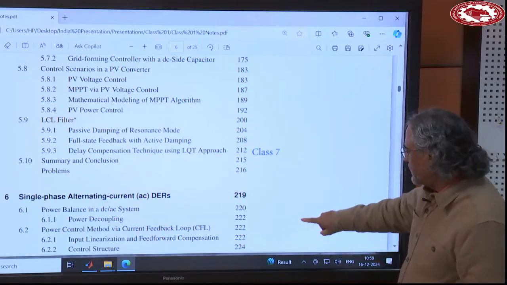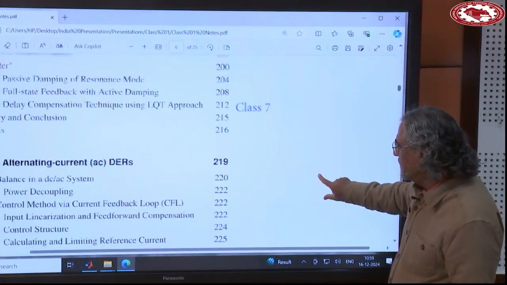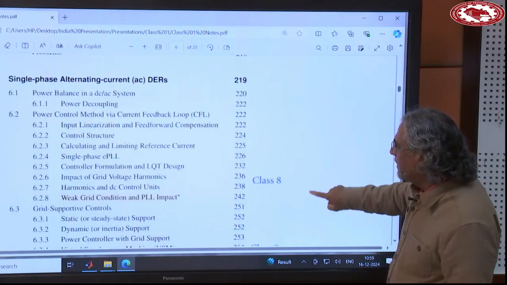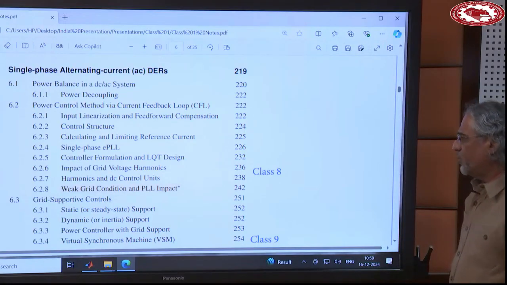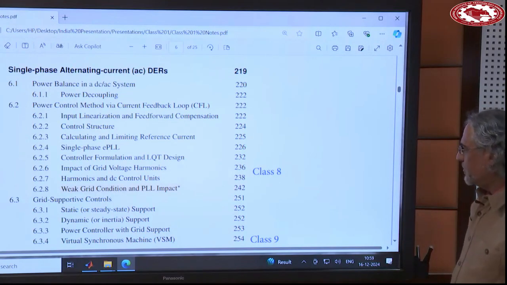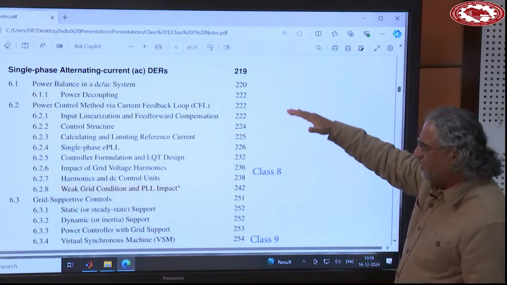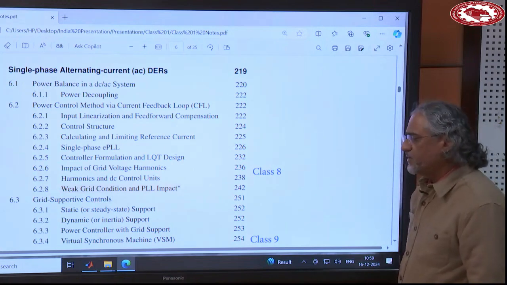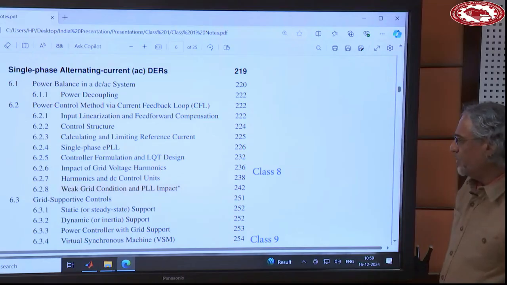One on single phase, that's chapter 6 here. And again, this is a relatively large chapter. I broke it down to 3 classes. So the first one, again, getting to know the problem, the backgrounds and everything, the statement of the problem and what are the objectives that we are looking for.